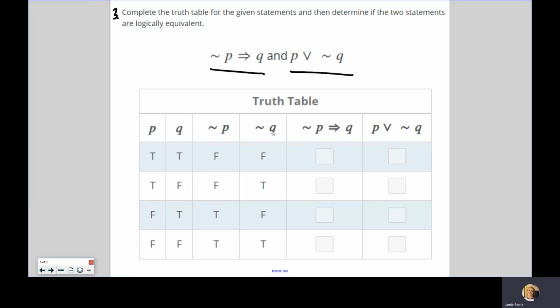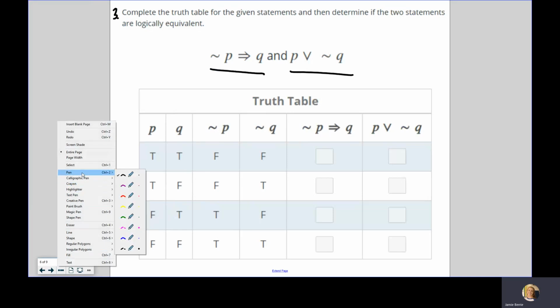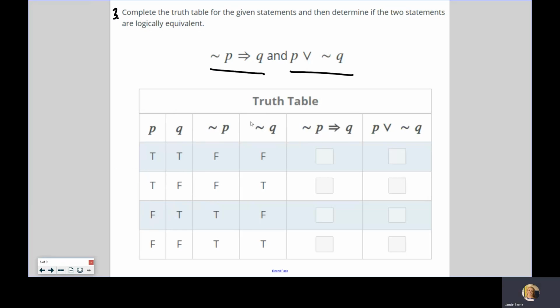Then we have the not Q column, which again is just the opposite truth value of whatever's in the Q column. So let's fill in this first column here: not P implies Q. I taught in class how it really helps if you just block out the columns that you're not going to be using. So let's take our pen and block out the columns that we're not going to be using.